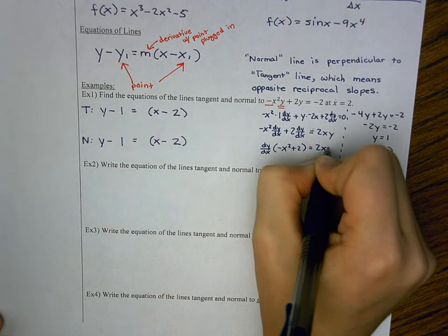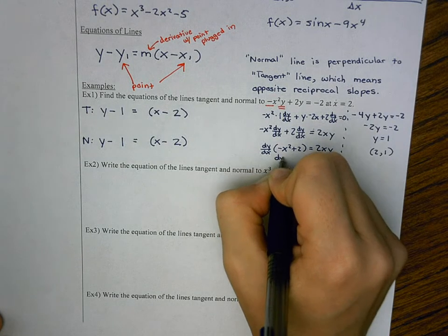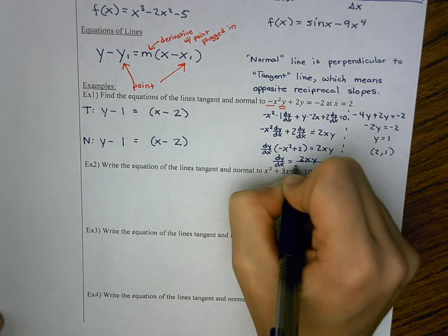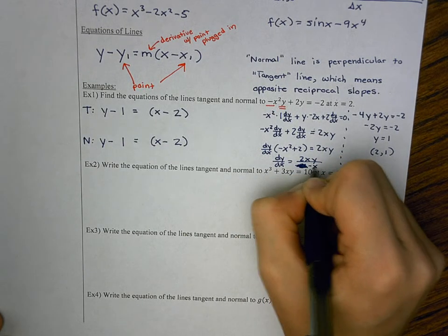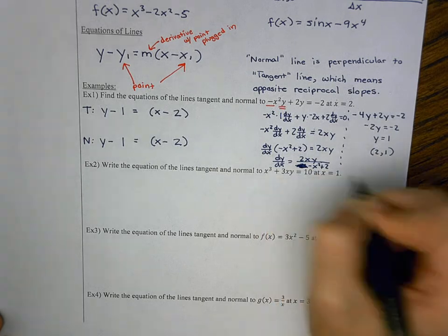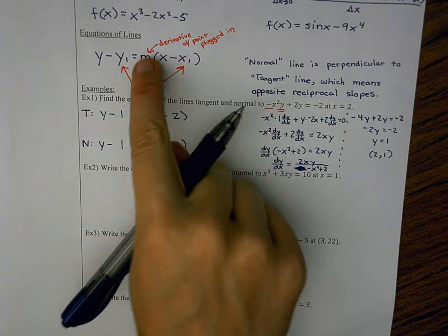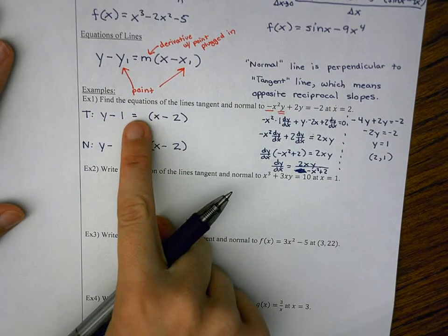To divide. dy/dx then equals 2xy over negative x squared plus 2. Okay, and so that's my derivative. So slope is the derivative with the point plugged in. So I'm going to plug in my (2, 1) here.